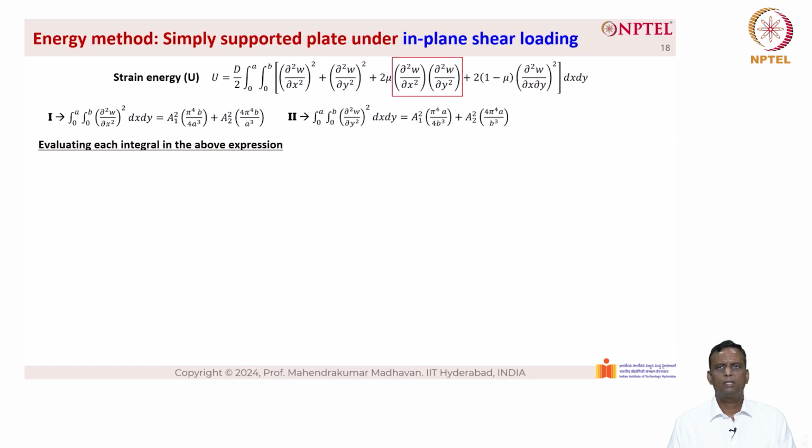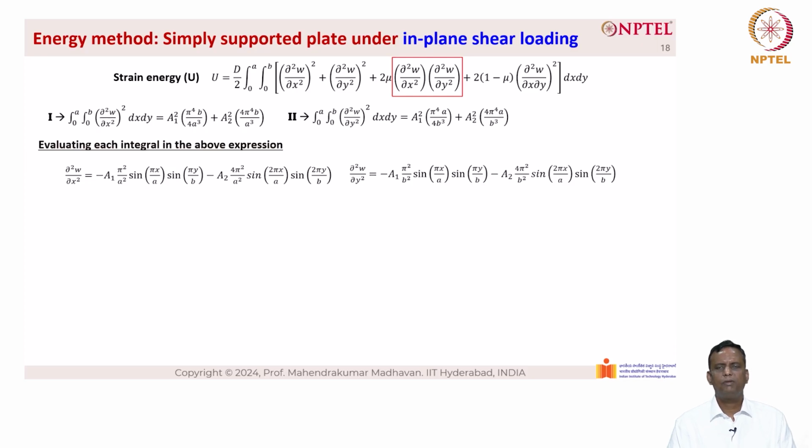Next, let us look at the third part, which is dou square w by dou x square into dou square w by dou y square. So when we have this one, we already know that dou square w by dou x square equal to minus a1 into pi square by a square into sin pi x by a into sin pi y by b minus a2 into 4 pi square by a square into sin 2 pi x by a into sin 2 pi y by b. Similarly, we have dou square w by dou y square equal to minus a1 into pi square by b square into sin pi x by a into sin pi y by b minus a2 into 4 pi square by b square into sin 2 pi x by a into sin 2 pi y by b.